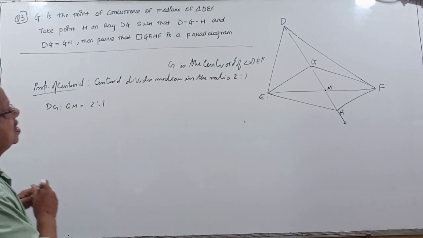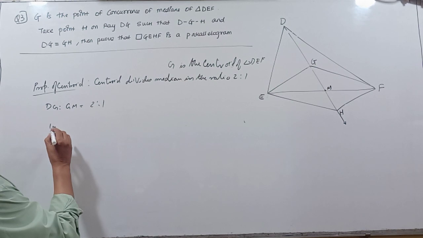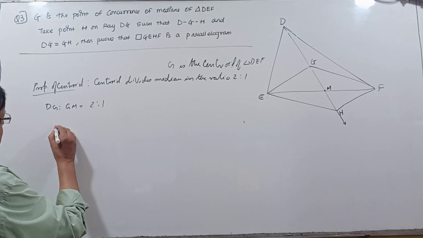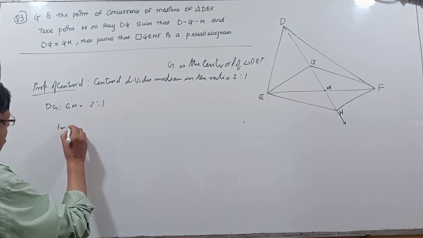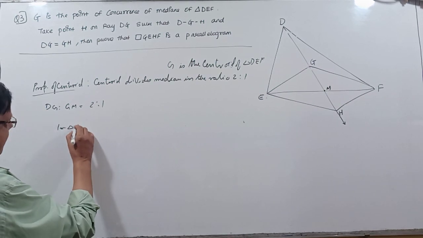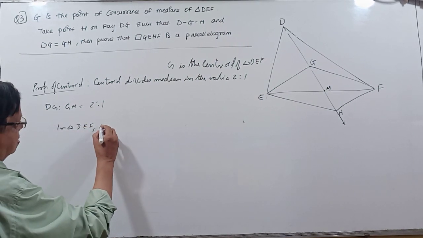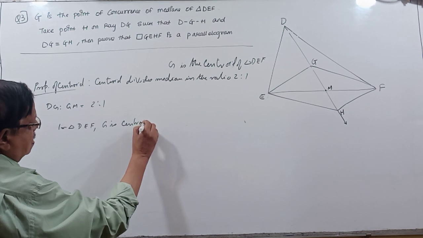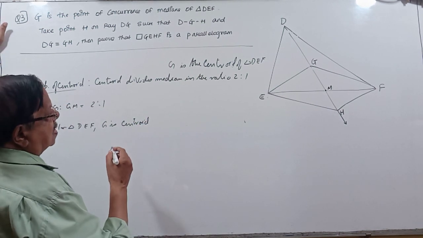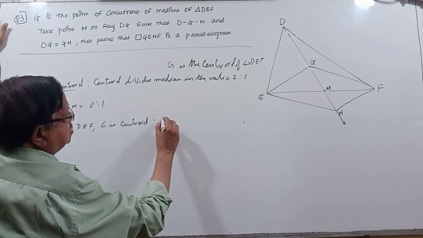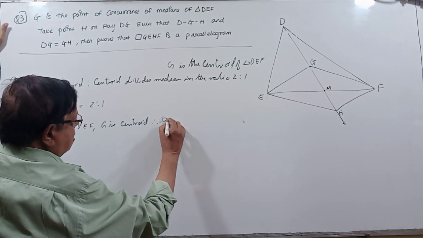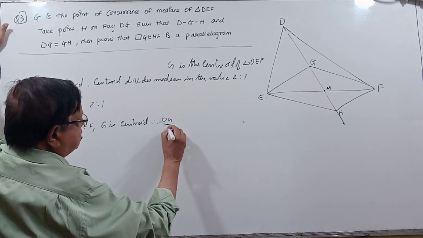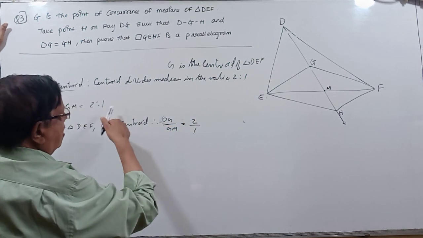proving what is required. In triangle DEF, G is the centroid, therefore DG is to GM, DG upon GM equal to 2 upon 1. 2 is to 1 plus 2 upon 1.